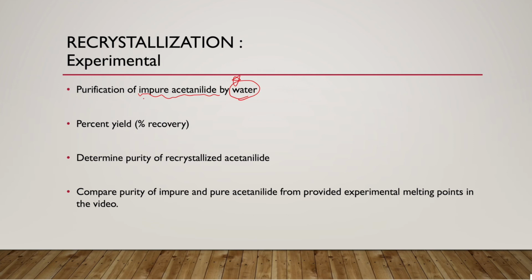So starting with the impure acetanilide, we're going to use water as a solvent and perform the recrystallization. So please go ahead and watch the video for the whole process. And at the end of the video, it also shows the mass recovery that you need to record in your notebook and for your lab report.